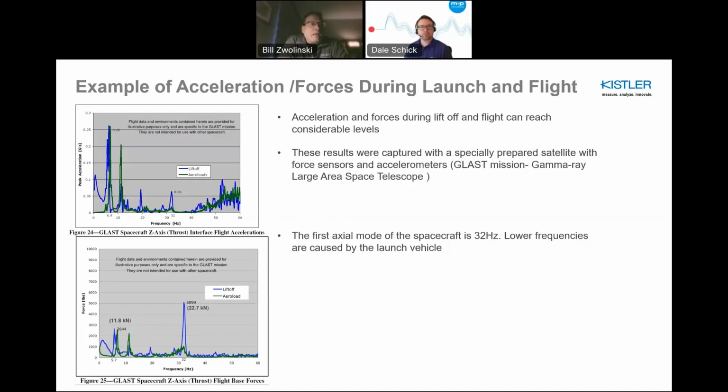The first plot is an example of acceleration over frequency. You can see some peaking of around a quarter G or so at the lower frequencies. And you can see the first axial mode of the spacecraft is around 32 hertz. On the force plot, the lower frequencies are caused by the launch vehicle, where you can see upwards of 6,000 pounds of force at the axial mode, as an example. So you can imagine that there are considerable levels of vibration and force that the test article, or the satellite, is undergoing over launch and flight.